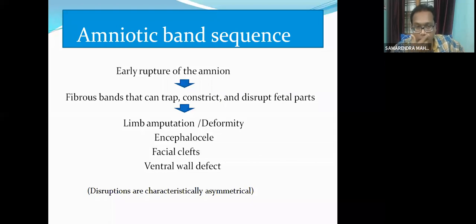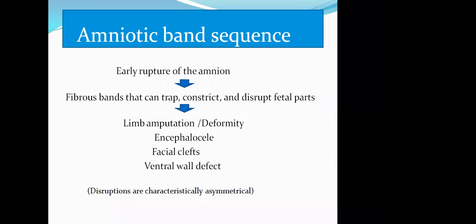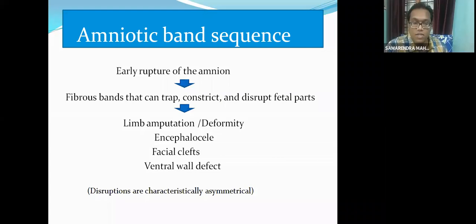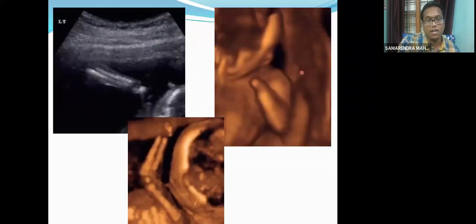So in case of amniotic band sequence, what is happening? There is early rupture of the membrane, which is the amnion, which will cause the formation of fibrous bands that can trap, constrict, or disrupt the fetal part, leading to limb amputation and deformity. It may involve the cranial part causing encephalocele, the face causing clefting of the face, or the ventral body wall causing gastroschisis. The characteristic feature is that the disruptions are usually asymmetrical.